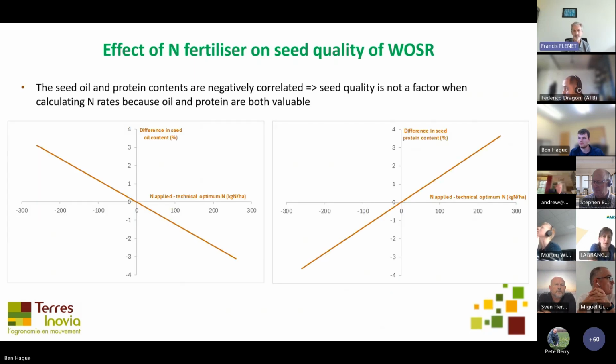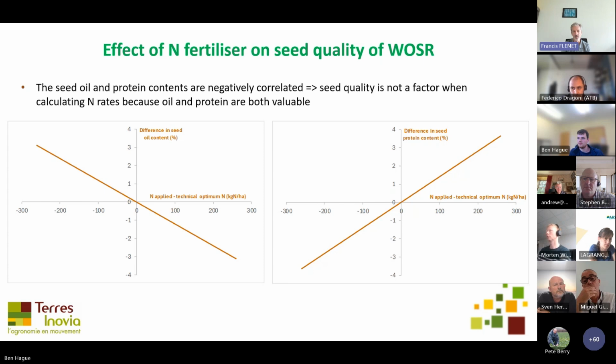In these figures, I plotted the difference in seed oil content and the difference in seed protein content against the difference between the nitrogen applied and the technical optimum. The seed oil content decreased as the difference between nitrogen applied and the technical optimum increased, and that was the contrary for the protein content.